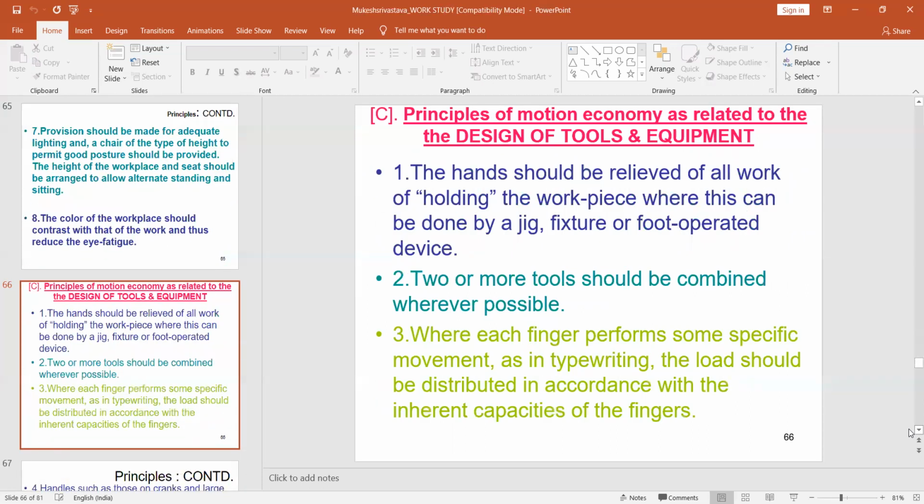Third and the most important is design of tools and equipment. How you are using your tools and equipment, and what should be the design of those tools and equipment. The hand should be relieved of all the work of holding the workpiece where this can be done by a jig, fixture, or foot operated device. Obviously, our hand should be free to operate that machine.